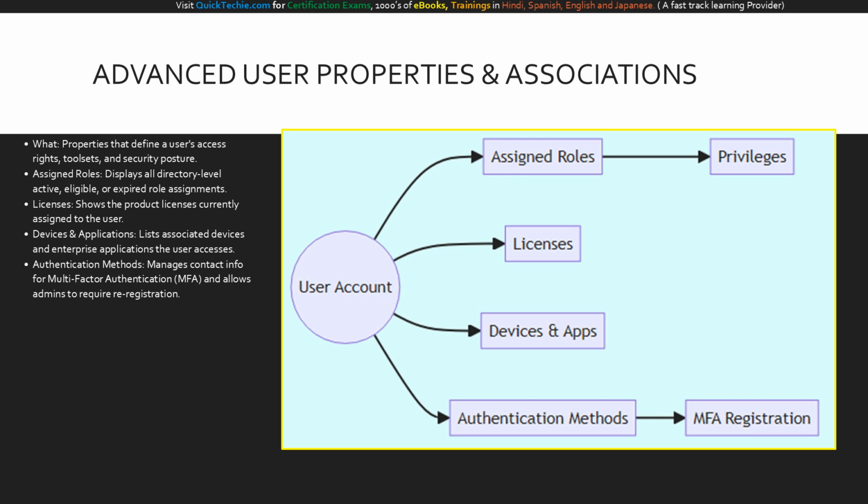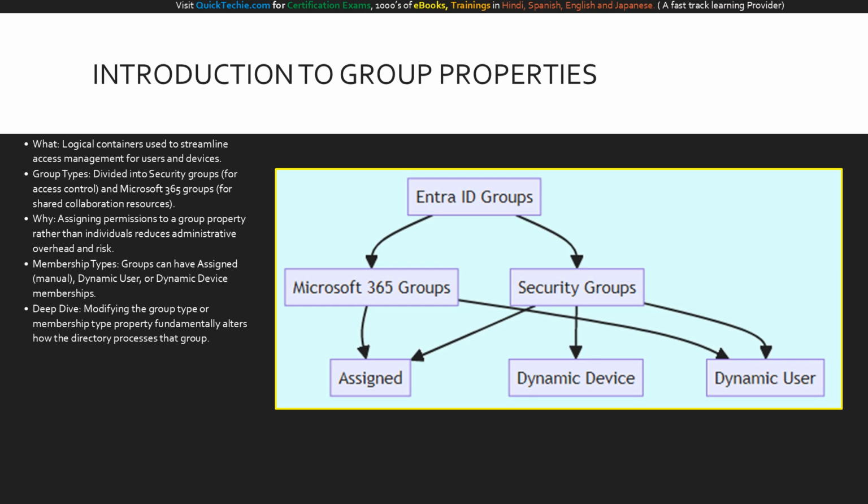To the bottom left, it connects to devices and apps, showing hardware and software associations. And to the top left, it connects to authentication methods, which flows directly into MFA registration. This illustrates that managing a user is not just about changing their name, it is about managing their entire security and access footprint. Slide 4 introduces us to group properties.